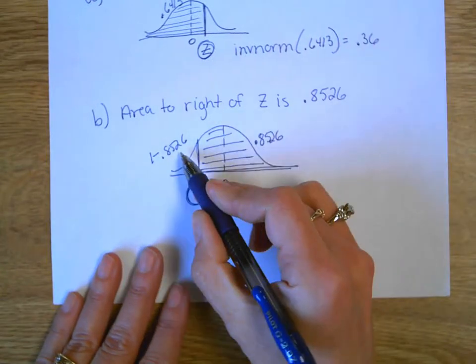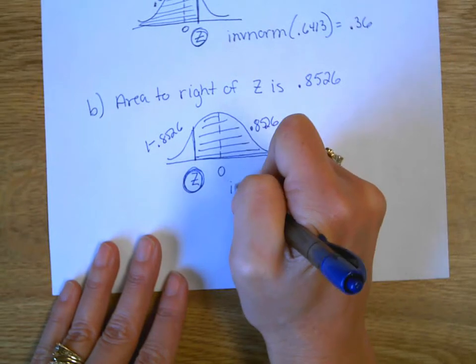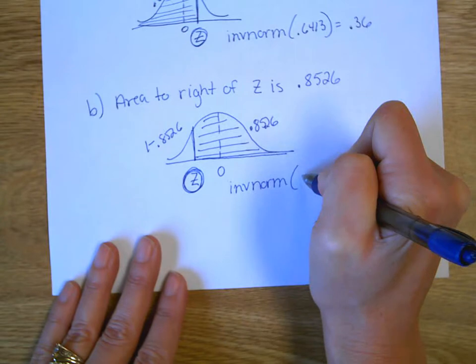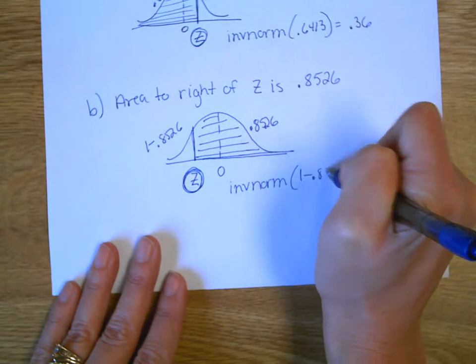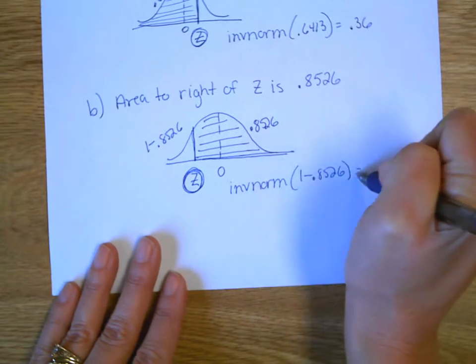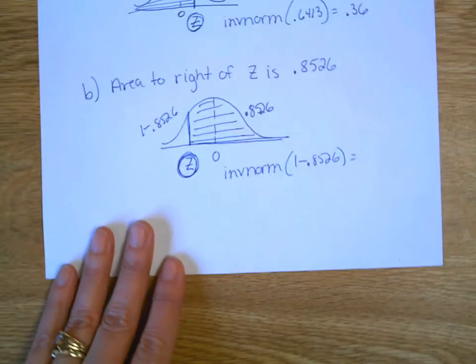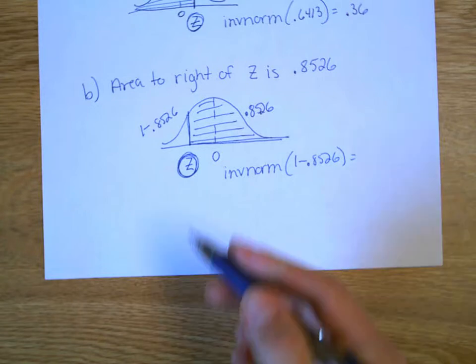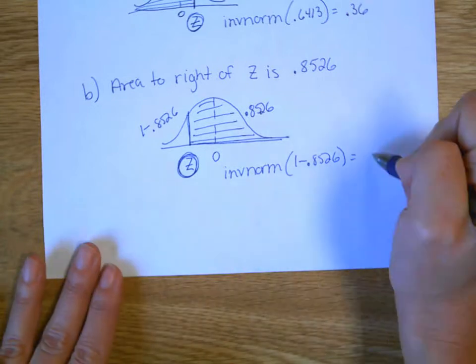and I think you could even just type that in the inv norm. I was gonna ask if you could type that in. I think you can. You don't even have to figure it out. You can type in 1 minus .8526. I think it does not have a problem. Mine says negative 1.05. Yep, it should be a negative z-score. We're in negative land.